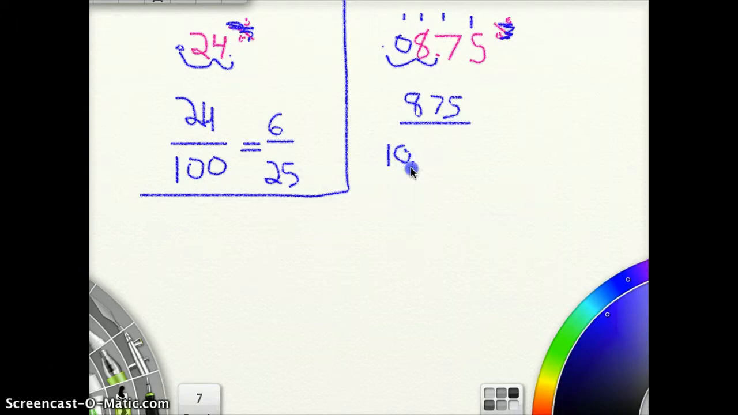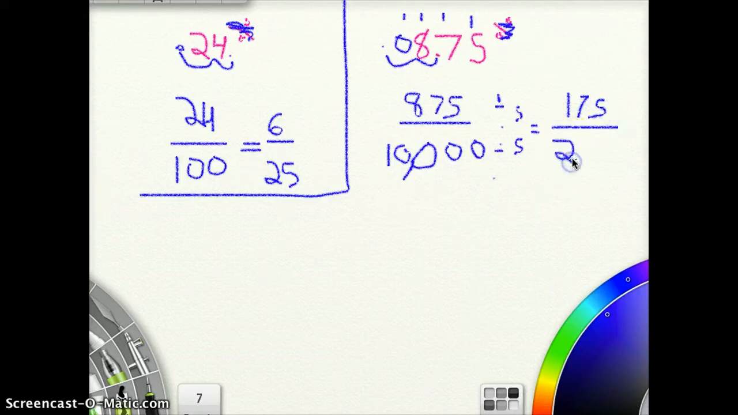Now I wouldn't expect you to know this, but the greatest common factor for this is 125. But what you could do is, so 875 10,000ths, I'd probably divide by 5, divide by 5, we get 175 over 2,000. Okay, 175 over 2,000. If you divide that by 5 again, you end up with 35 over 80.